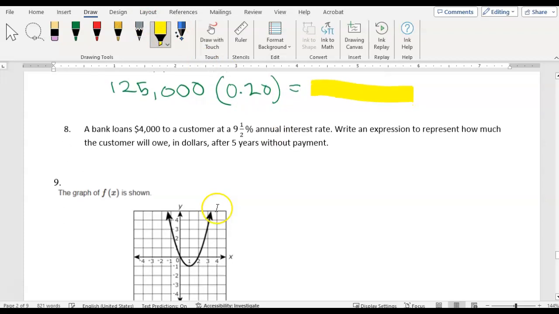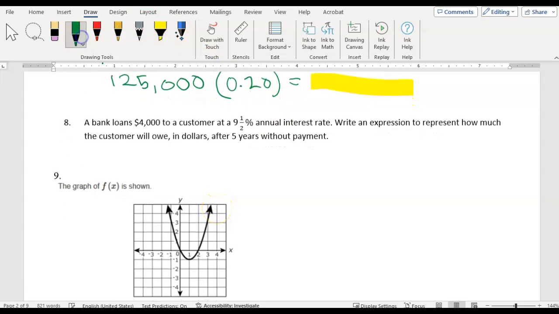All right, number 8, a bank loans $4,000 to a customer at 9.5% annual interest rate. Write an expression to represent how much the customer will owe. So here it says write an expression. Notice it's not asking us to solve, so 4,000 is our starting amount. It's an interest rate, means it's increasing.